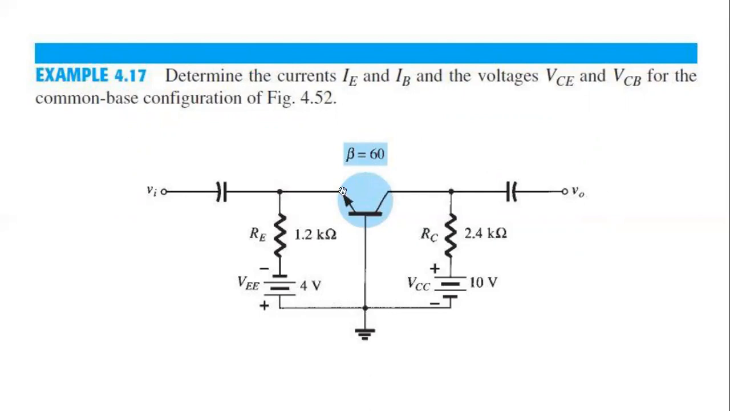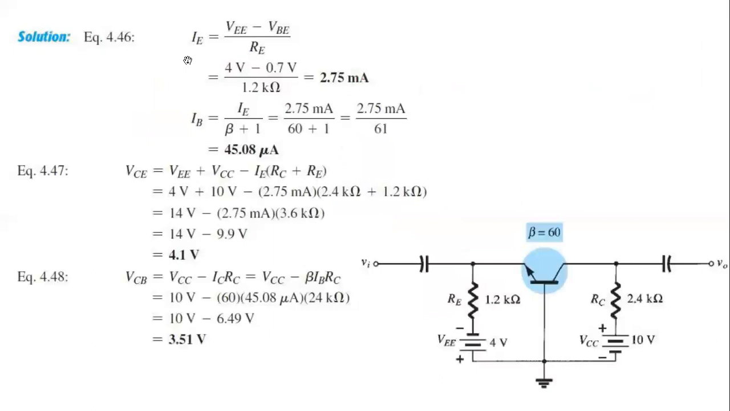Okay, so these are all Kirchhoff's voltage law again. From here you can see that first of all we find the IE, and we all know that IE equals beta plus 1 times IB, so we just divide by beta plus 1. Basically, the current is in microamperes. You see that the emitter current is 2.75 milliamperes. The collector current is much less, almost 61 times less.